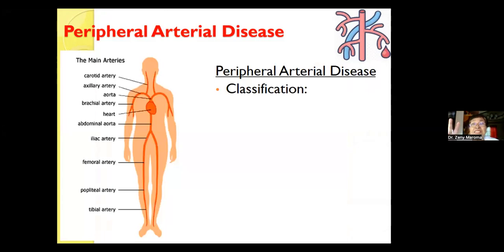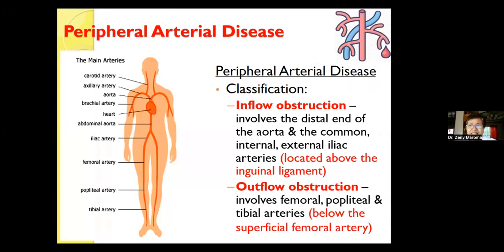Ayan. Dalawang klase pala yun. PAD, ano yung klase? Inflow obstruction and outflow obstruction. Pag inflow obstruction, it involves the distal end of aorta and common, internal, external iliac artery located above the ligament. So, kung andito yung abdominal aorta, dito sa baba na to, di ba? Iliac artery na yan, femoral artery, tapos popliteal artery, tibial artery.